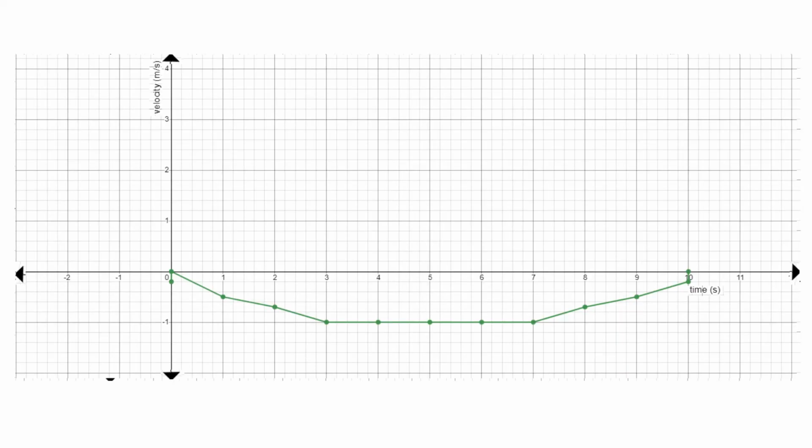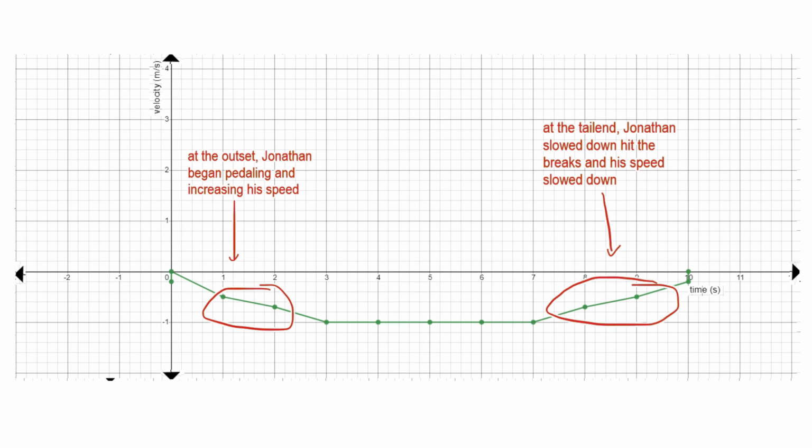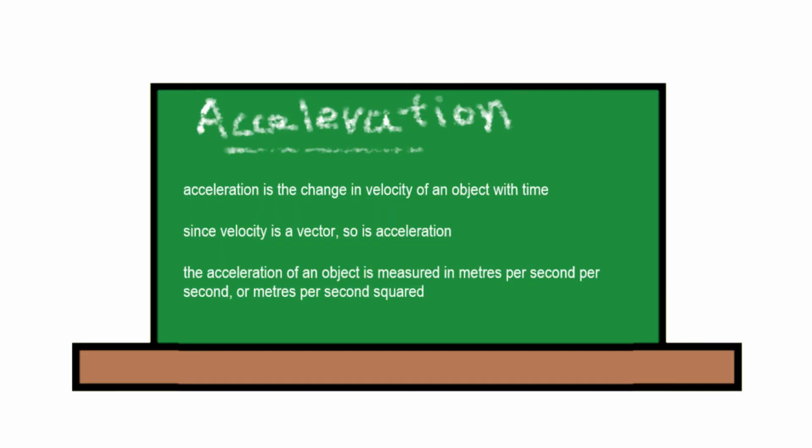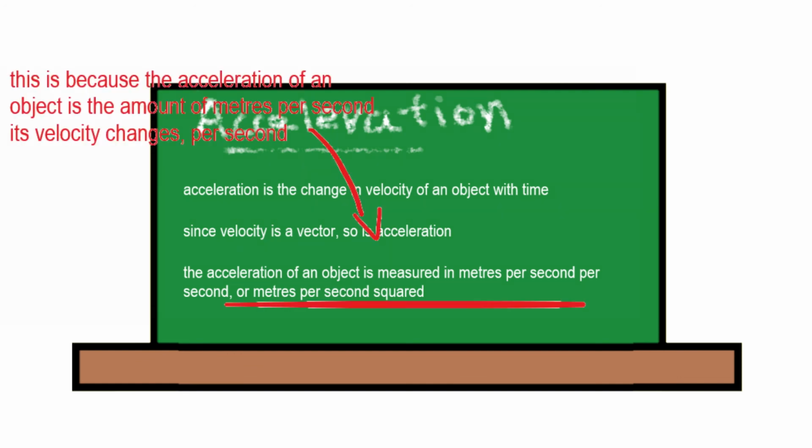In the early momentary burst of speed and the late lapse of speed, Jonathan's velocity was not uniform. Early into the race, his velocity was increasing from 0 to his highest achieved speed, and toward the end, he was slowing back down to 0. In both situations, he was accelerating. Acceleration is the change in velocity of an object over time, and it too is a vector. It is measured in meters per second squared.